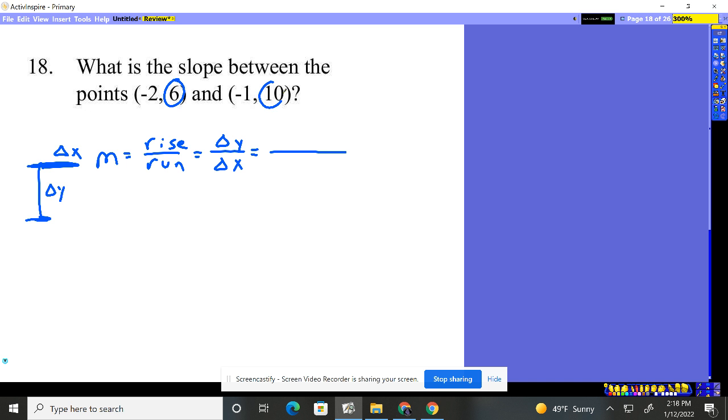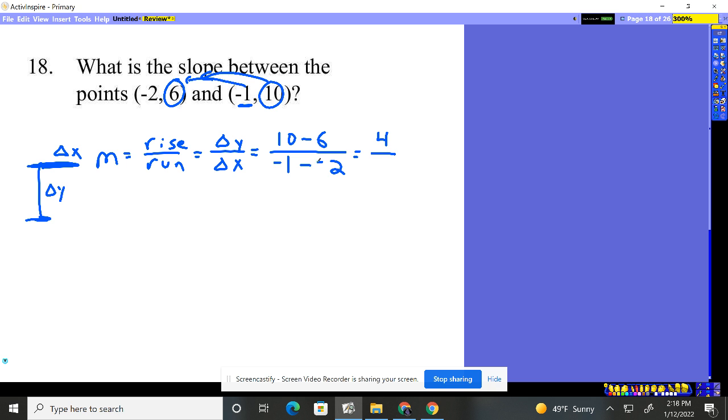There's 6 and 10. You can do 6 minus 10 or 10 minus 6. I'm going to choose to do 10 minus the 6. I'm going to subtract that way. Since I decided to do that, the x I must start with must be where I started with the 10. So it's -1 minus, I got to subtract the same direction, -2. 10 minus 6 is 4.